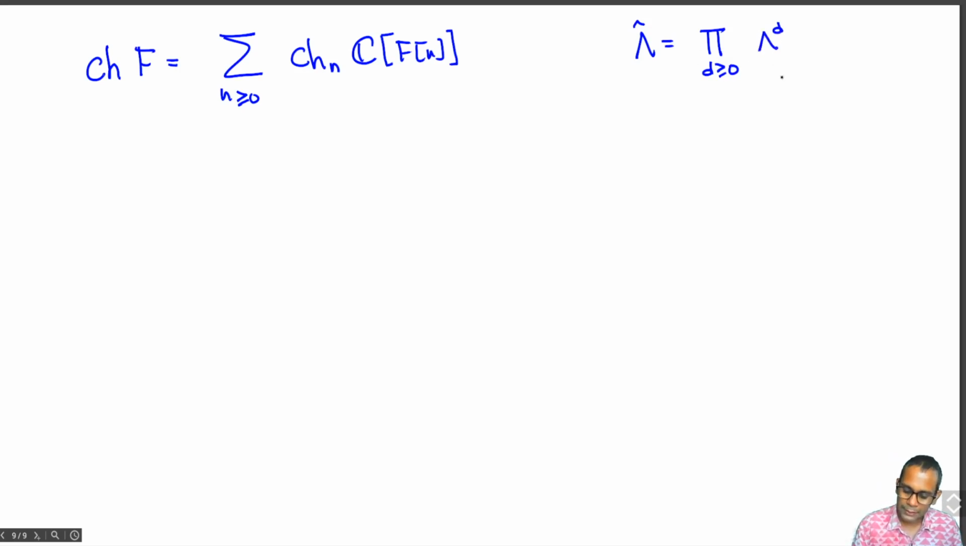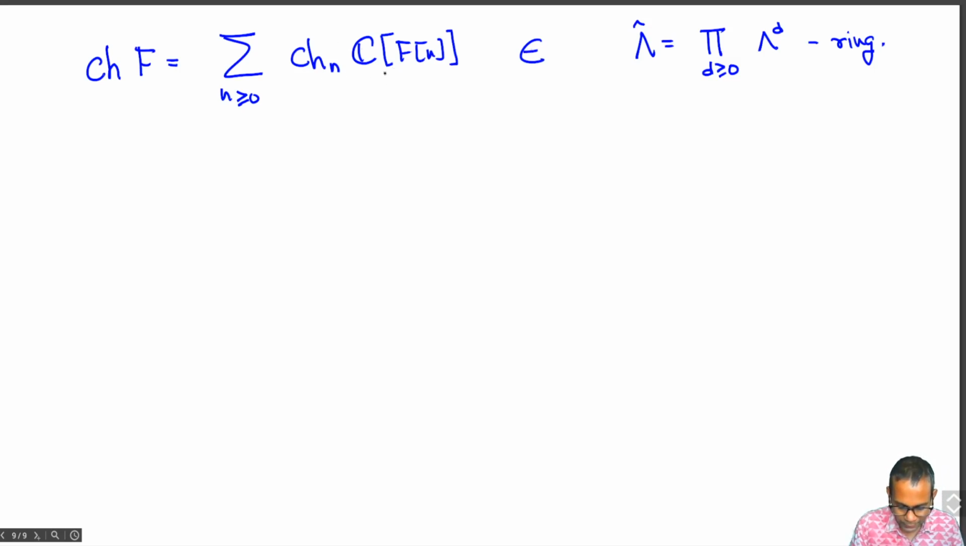This you can see is in fact a ring. Even though there are infinitely many non-zero homogeneous components allowed in an element of lambda hat, when you multiply two of them, you will only involve finitely many non-zero components. So this is a ring, a sort of completion of the ring of symmetric functions. And this characteristic lives here.